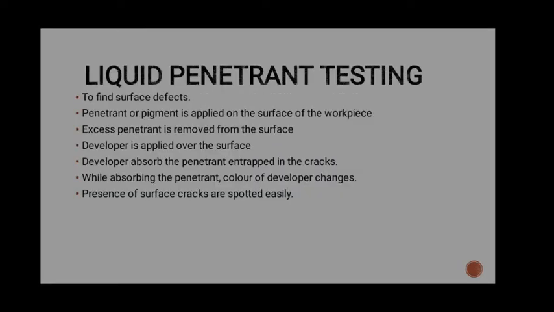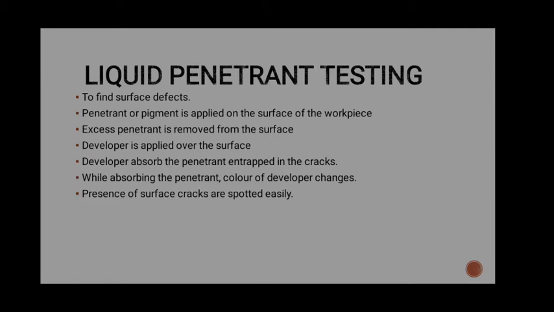Now let's see liquid penetrant testing. It is one of the fastest and easiest method to find surface defects. There is no special equipment used in this method. A low viscous liquid called penetrant is applied on the surface of the workpiece. The liquid will have a vibrant color. This liquid penetrates into the cracks on the surface. After some time, excess penetrant is removed from the surface, but the liquid penetrated into the cracks will remain there.